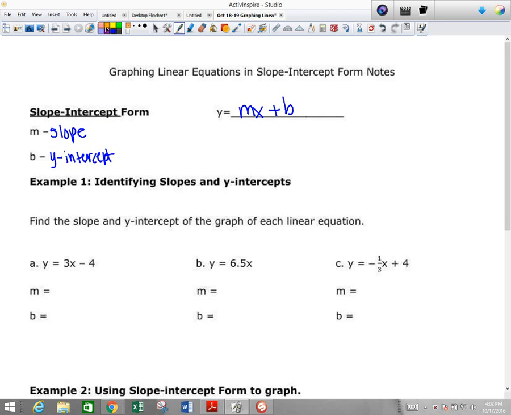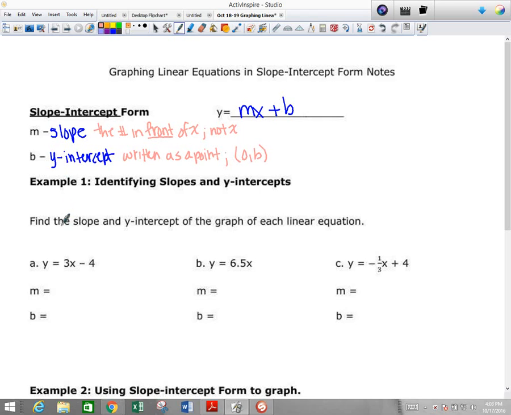Remember that slope is the number in front of x. It is not x, it is the number in front of x. Okay? The y-intercept is always written as a point. In other words, it is (0, b). Okay? Always written as a point.